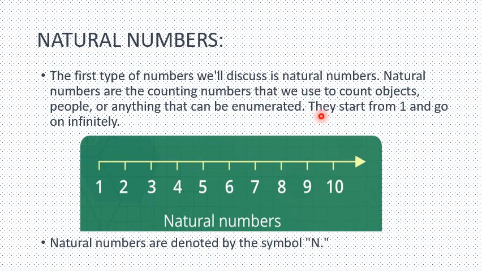So what do we use natural numbers for? We use them to count objects, people, or anything that can be enumerated or counted. They start from 1 and go on infinitely.